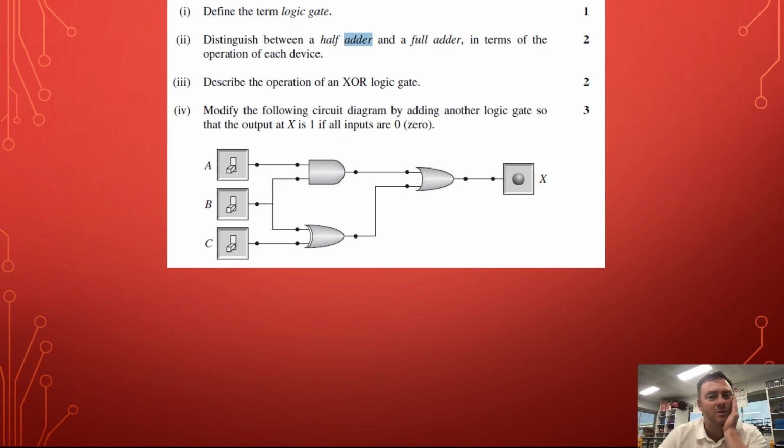Define the term logic gate, and distinguish between a half adder and a full adder in terms of the different operations. Describe the operation of an XOR logic gate and modify the following circuit.